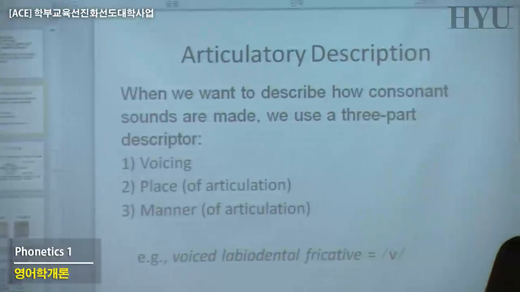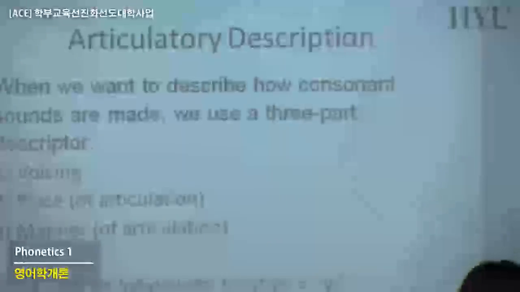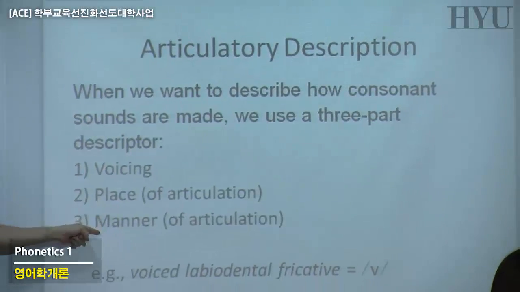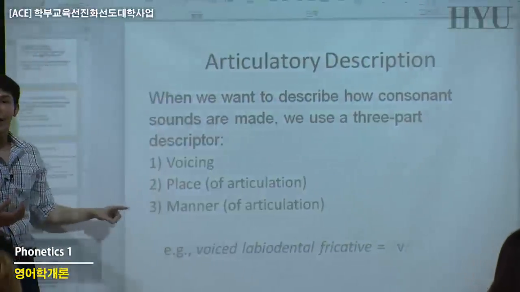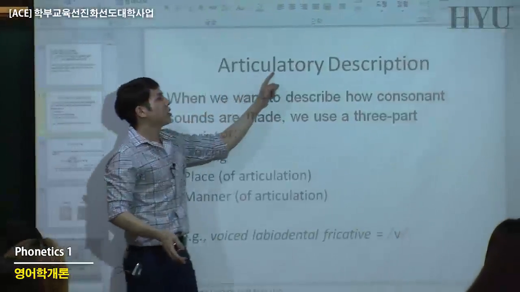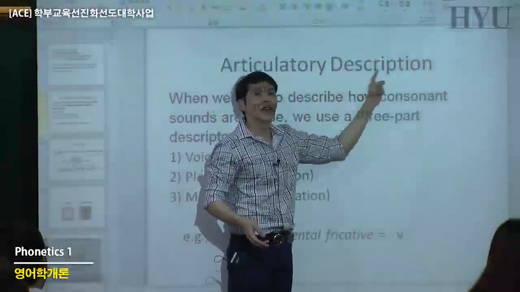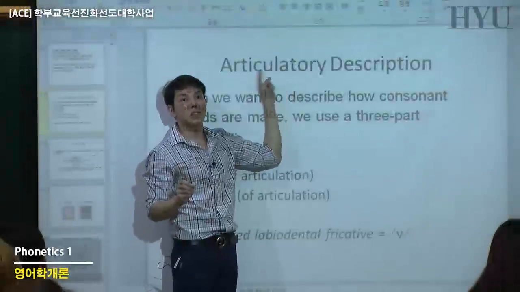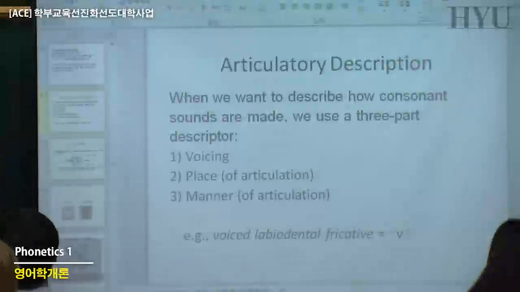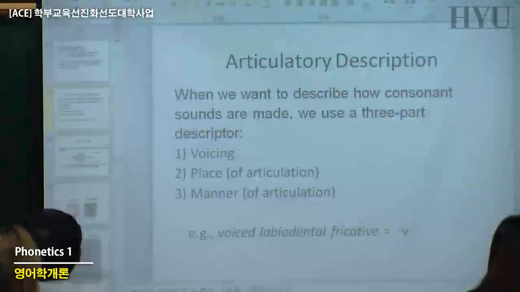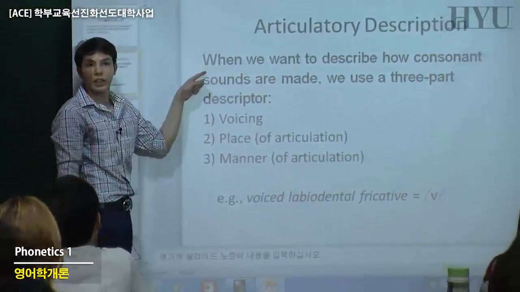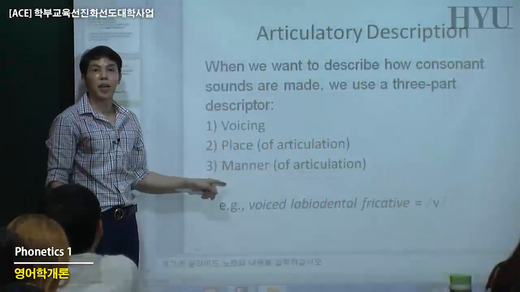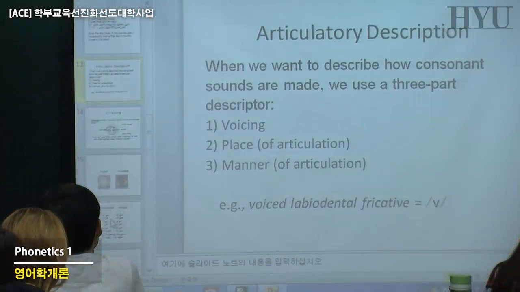Okay, now let's talk about different consonant sounds. When you describe consonant sounds, you need 3 descriptors: the voicing, the place, and the manner. Okay, articulatory description, meaning the description that is based on how the sound is articulated, how the sound is pronounced, how the sound is produced. So to describe consonant sounds, you need voicing, place, and also manner. Only 3 when you describe consonants, okay?